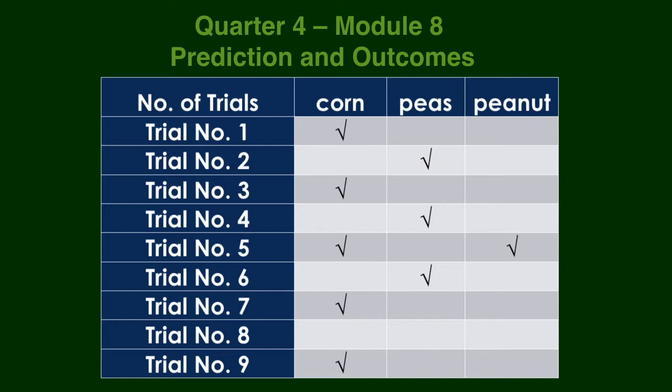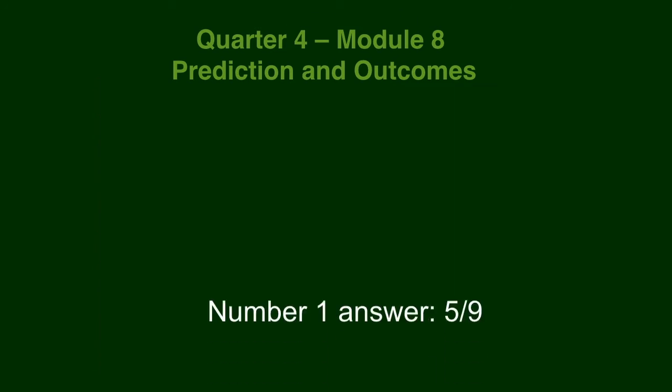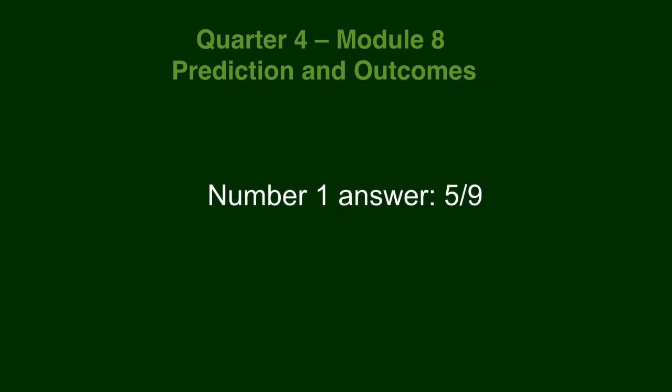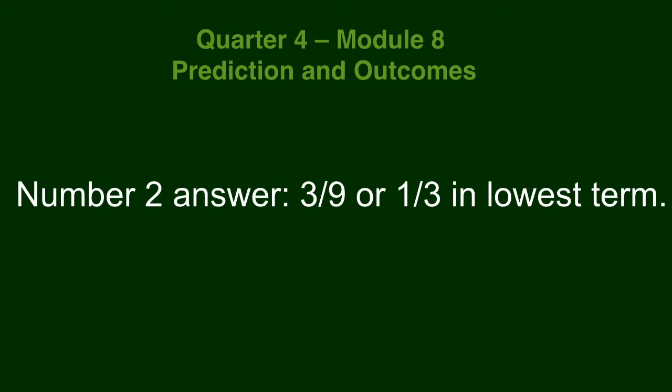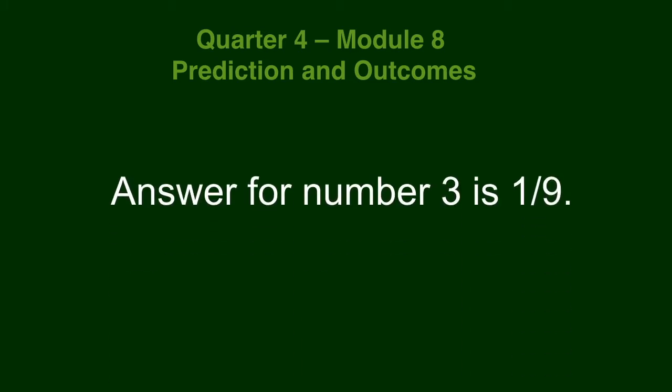Okay, so can you give now your answer? What is your answer for number 1? Okay, that is 5 over 9. Number 2 answer, that is 3 over 9, or that is 1/3 in lowest term. What about your answer for number 3? Okay, so that is 1 over 9. Fabulous! All your answers are correct. Congratulations!